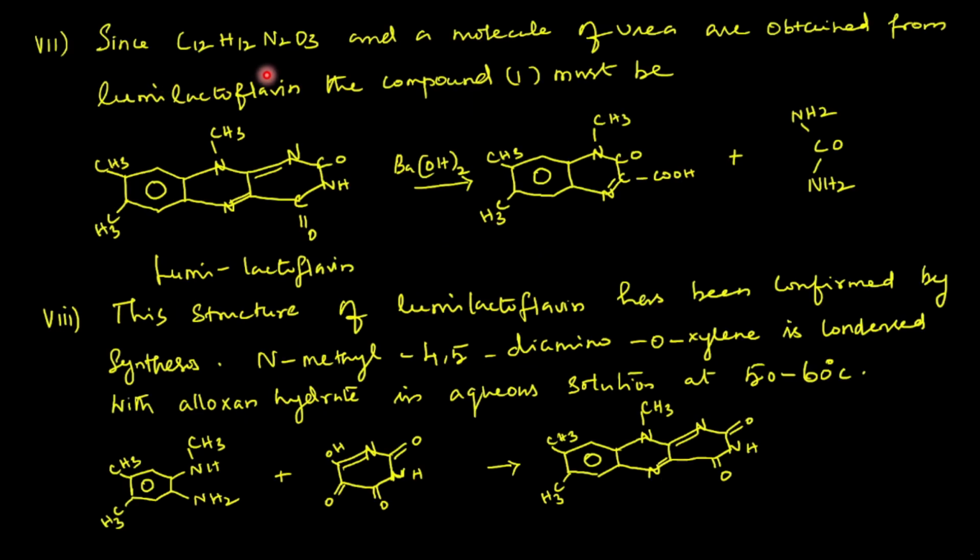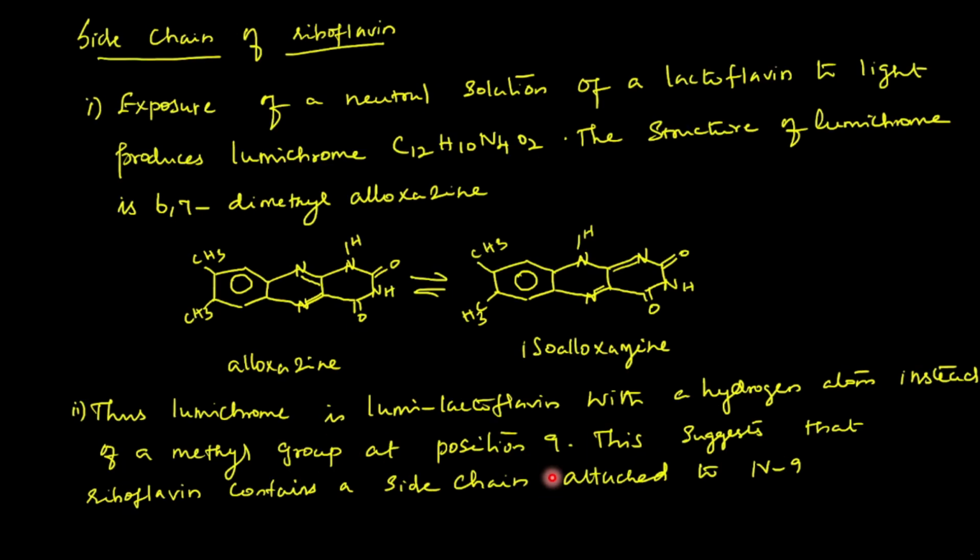Since C12H12N2O3 and a molecule of urea are obtained from the lumilactoflavin, the compound 1 must be this. This is the assumed structure for lumilactoflavin. This on treatment with barium hydroxide solution yields 1 molecule of the compound 1 and 1 molecule of urea. This structure of lumilactoflavin has been confirmed by the synthesis. N-methyl-4,5-diamino orthoxylene is condensed with alloxan hydrate in aqueous solution at 50 to 60 degrees Celsius. This compound on treatment with alloxan hydrate yields this lumilactoflavin.